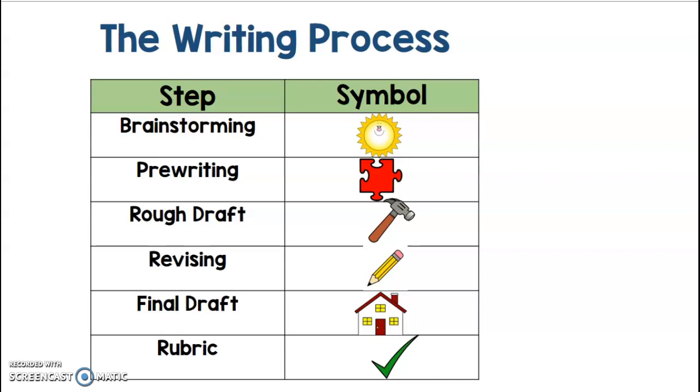Now last time we talked about this, we just looked at all the different steps there were when you're writing a story. It's the same steps that an author uses when they write a book. We had brainstorming and pre-writing, rough draft, revising, final draft, and rubric. And those are lots of very big words, but today we're just going to look at the beginning steps, and brainstorming is the first thing that we will do.